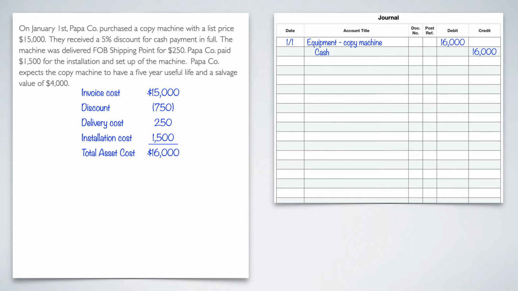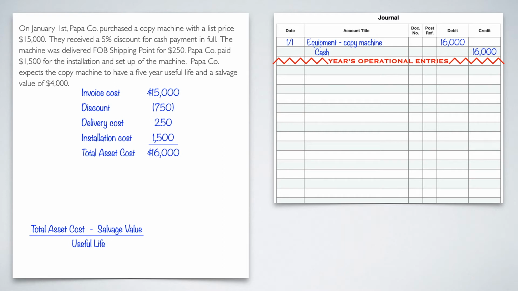Then we have the rest of the year's operational entries. We don't know what those are. Those can be anything. But then we get to December 31st, and we need to do our first depreciation adjusting entry. So we need to figure out what our depreciation amount is going to be. We're going to use the equation total asset cost minus salvage value divided by the useful life, and that's going to give me my depreciation per year. Our total asset cost we just calculated as 16,000. Our salvage value is given at 4,000, and our useful life is 5 years. If we do the calculations, that gives us a depreciation per year of, excuse me, $2,400.